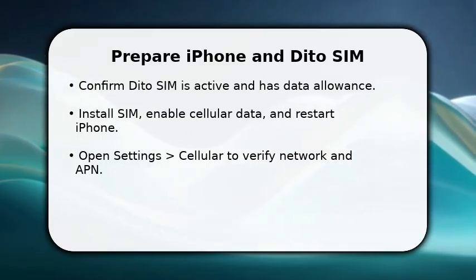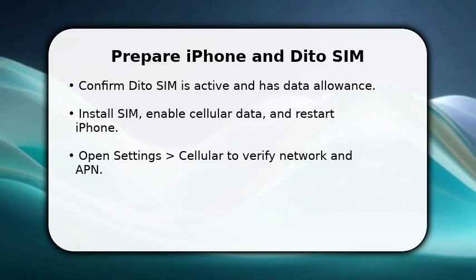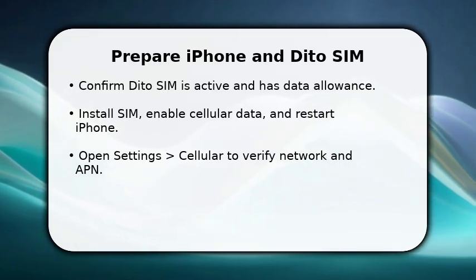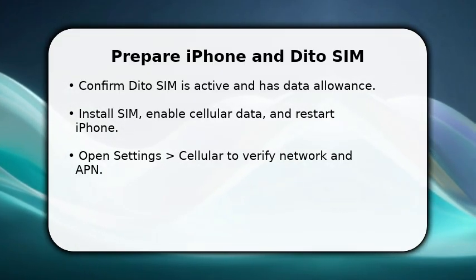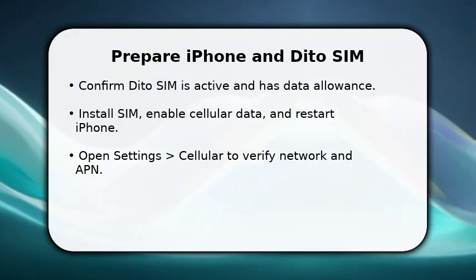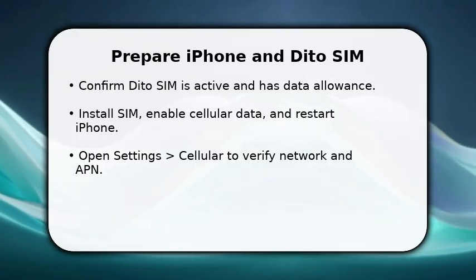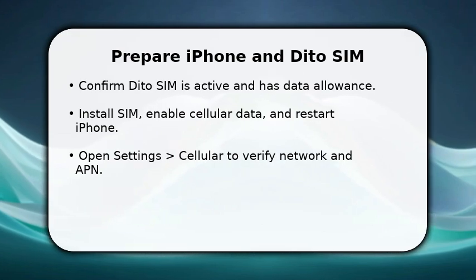Next, check the APN. Go to Cellular Data Network and make sure DDoS values are set. If not, enter the provider's APN, username, and password. This first setup ensures your phone can send and receive mobile data needed for tethering.